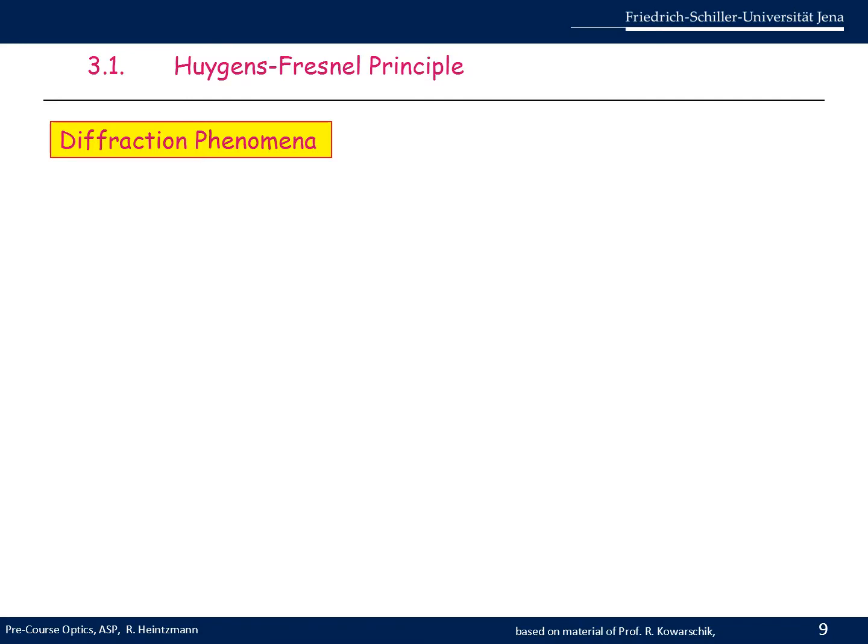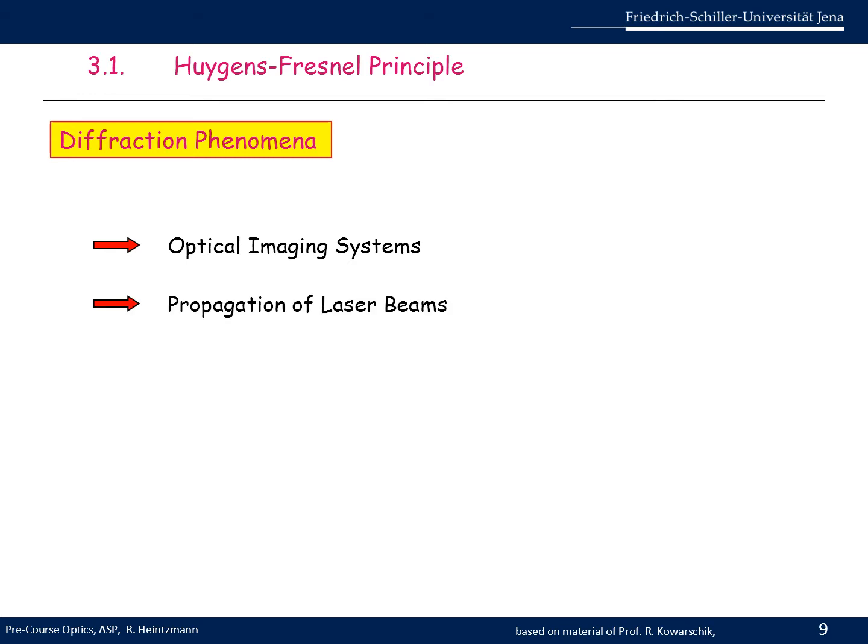The closer we look, the more we find out that actually diffraction and the wave nature of light is omnipresent. It's everywhere. You need it to explain the performance of optical imaging systems. You need it to explain the propagation of laser beams, the effect of diffraction gratings on the light, in this case even on seemingly non-coherent light or only a little bit coherent light.